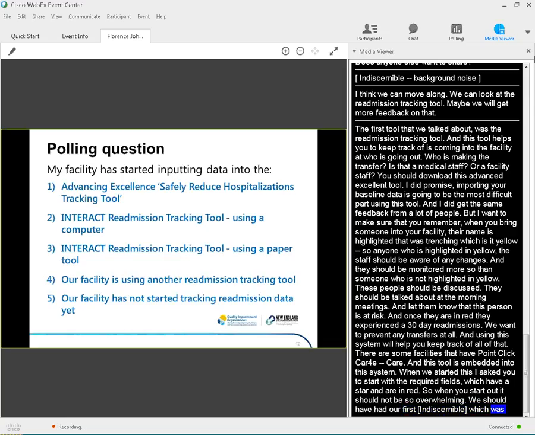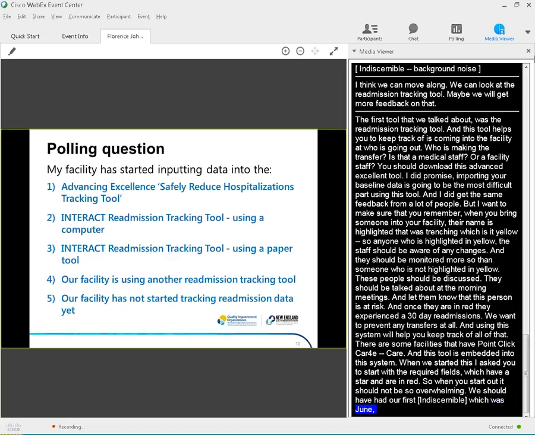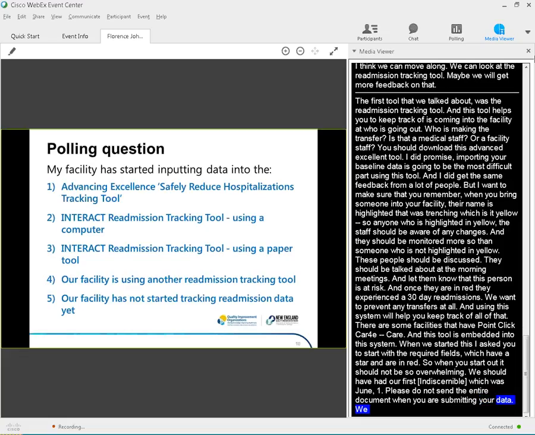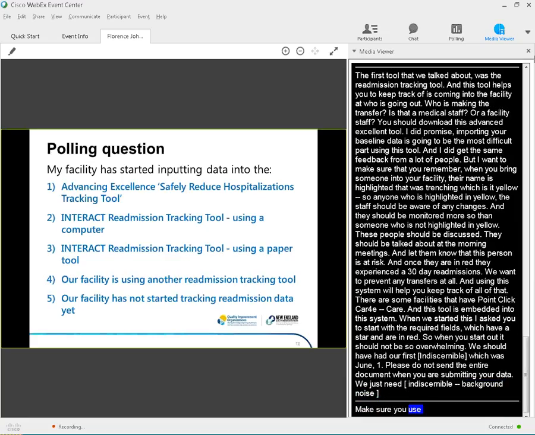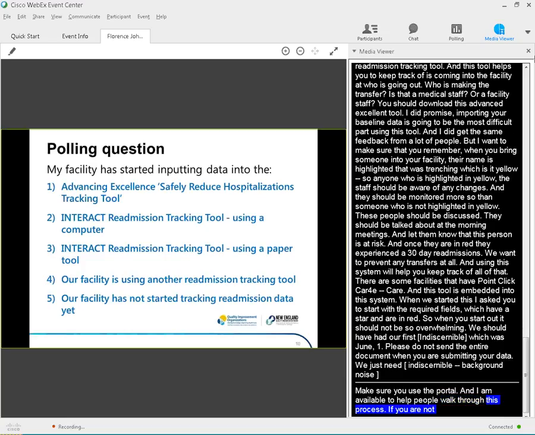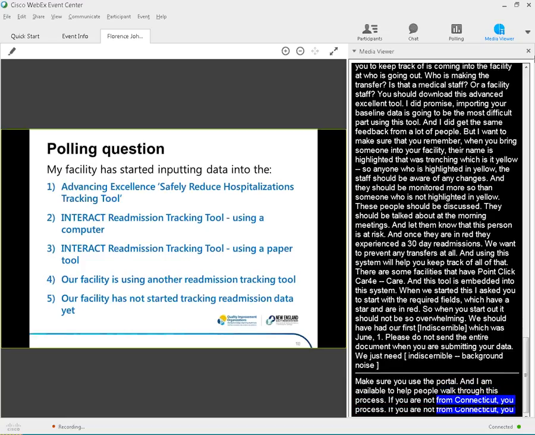And please do not send your entire document when you're submitting your data. You just need to take the numbers that are available on the graph section. Those are the numbers that you need to enter into the Advancing Excellence portal. And I am still available to help people to walk you through this process. And if you're not from Connecticut, you can reach out to your contact in your state.